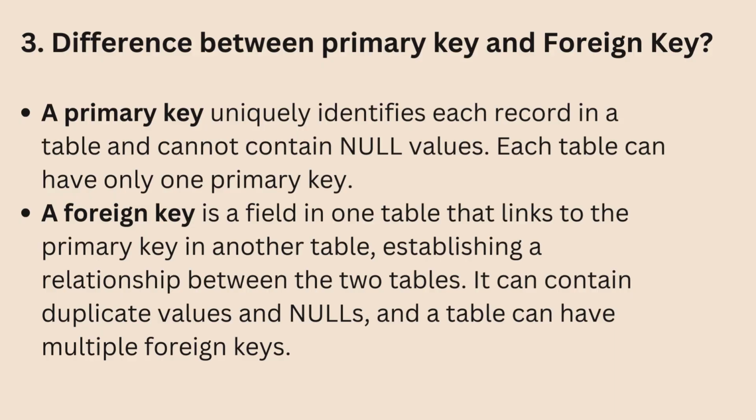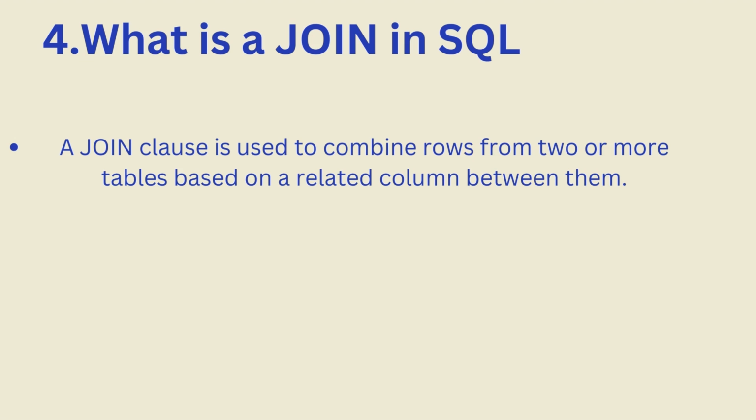Difference between primary key and foreign key? A primary key is used to uniquely identify records in a table. It cannot contain null values and must be unique. A foreign key, on the other hand, is a field in one table that is a primary key in another, and it's used to establish a relationship between the two tables. A great tip here is to talk about relational databases and why primary and foreign keys are crucial to maintaining data integrity.